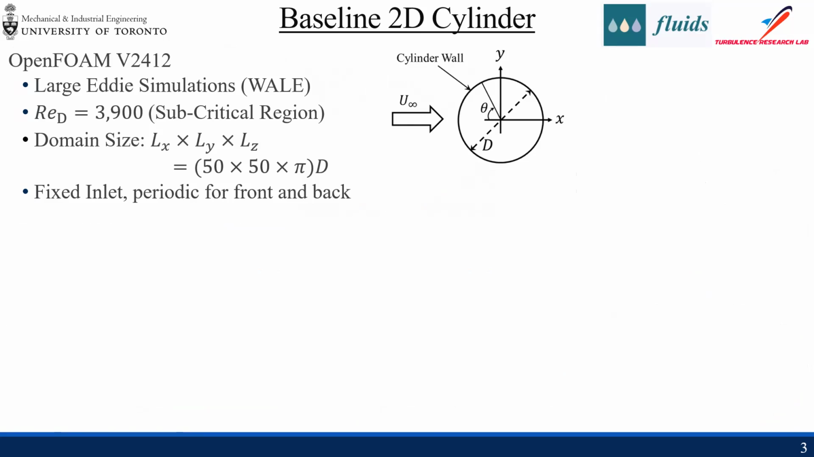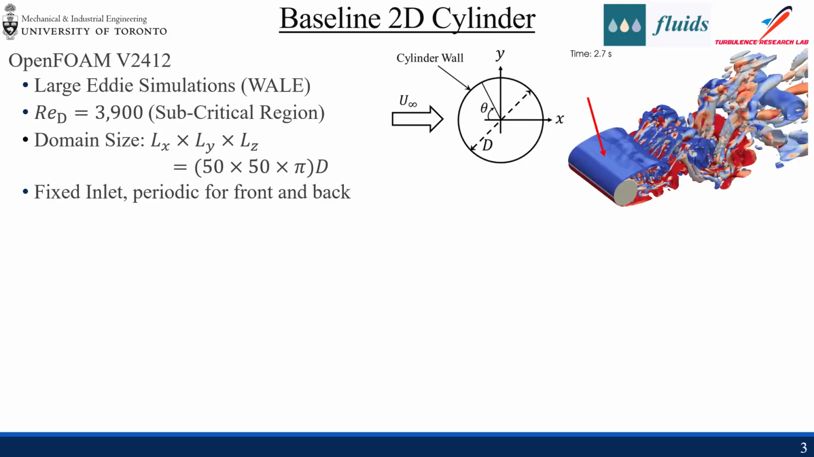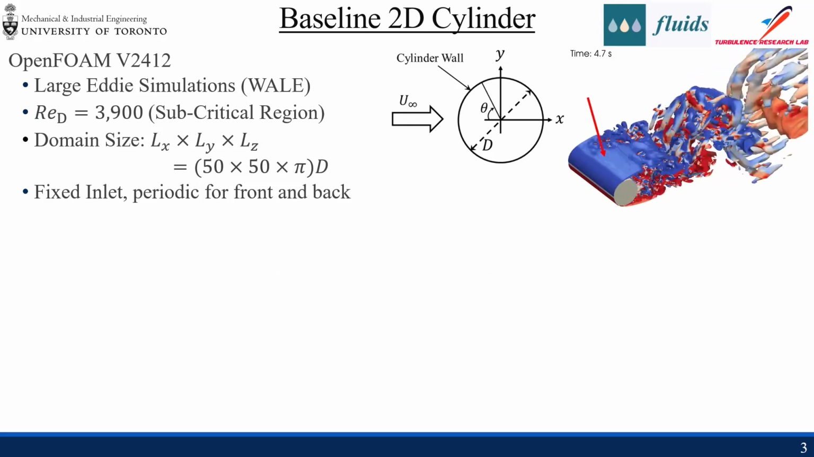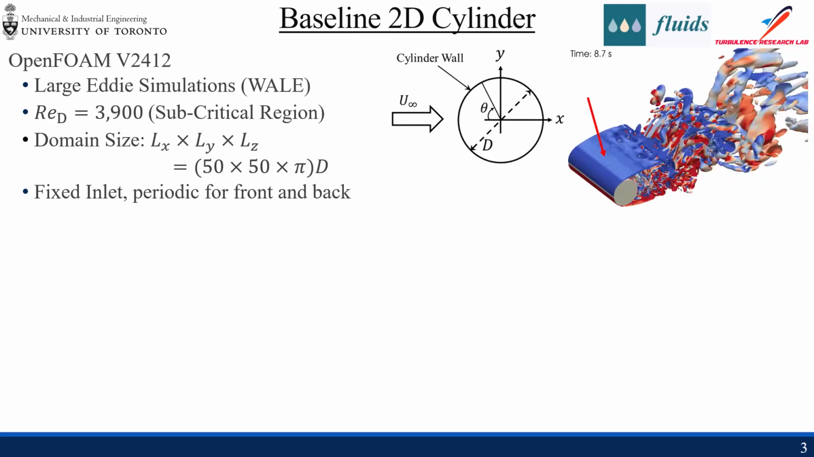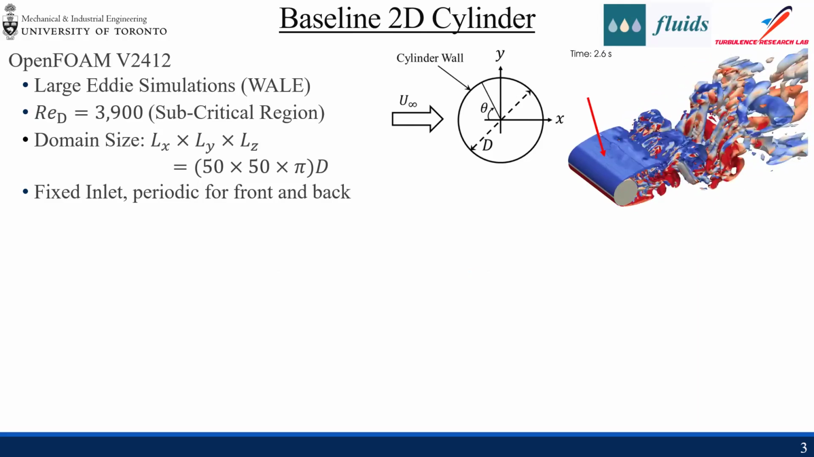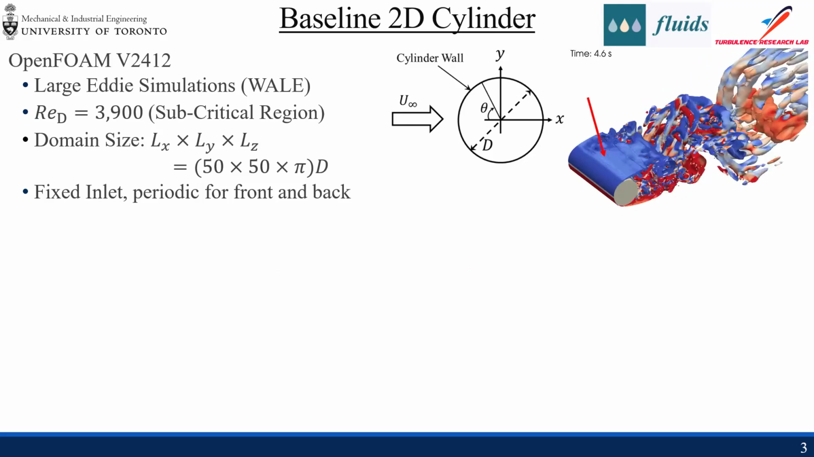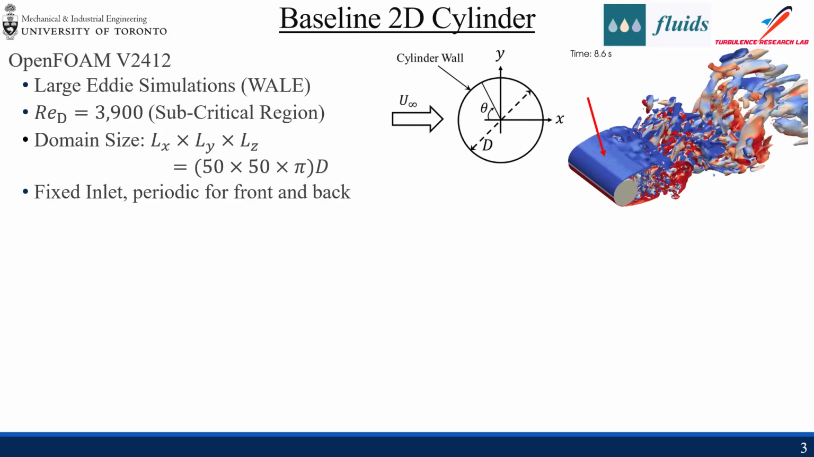The cylinder-diameter-based Reynolds number is 3900. This is in something called the subcritical region, where the separation actually happens as laminar, as indicated on the right, where the red arrow is pointing. But then the shear layer transitions into turbulent. And if we look at the wake, the structure is highly three-dimensional. So it's another reason why this has to be done as a 3D simulation.